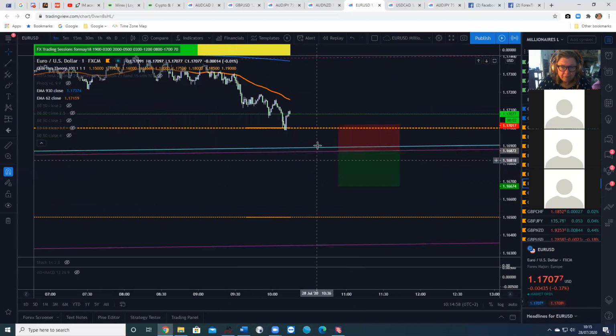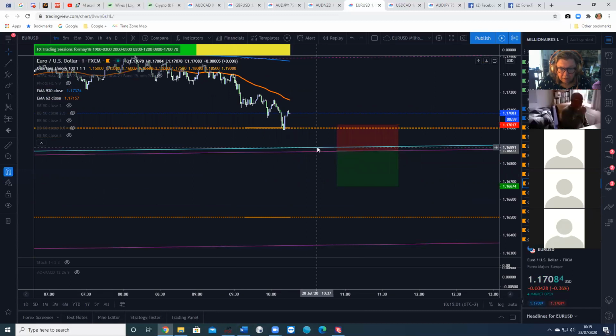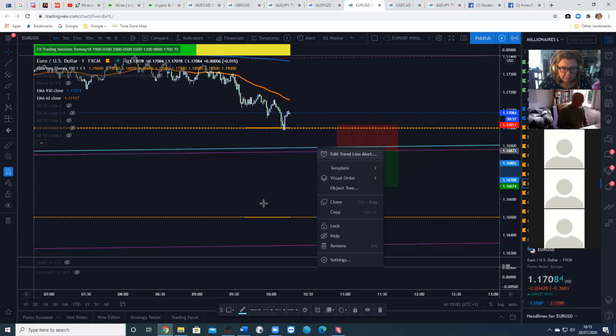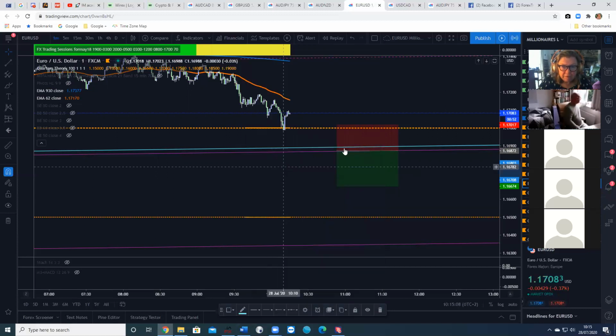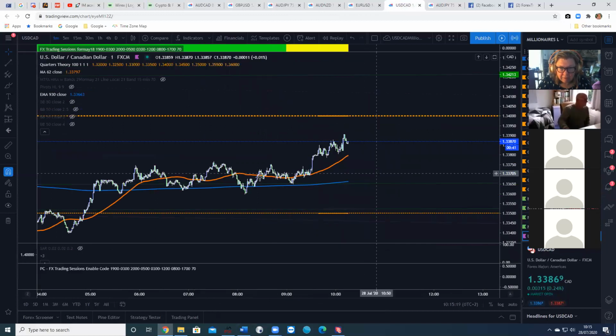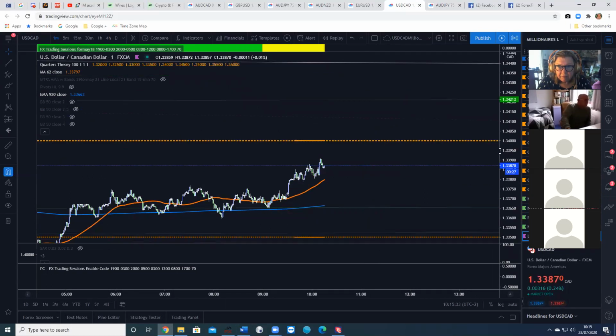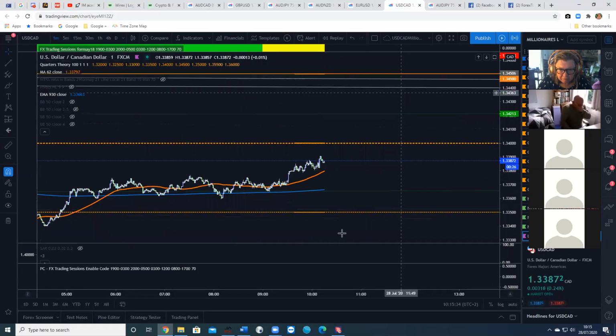So I'll leave, I think I've got an alert on there, that's on. So I'll leave that alert set up in there. And then, again, I can't see what he's seeing. So there's a pitchfork, that green one there, that's rejected all the way off there. And it's on its way up to quarter theory. There's the outer extensions.